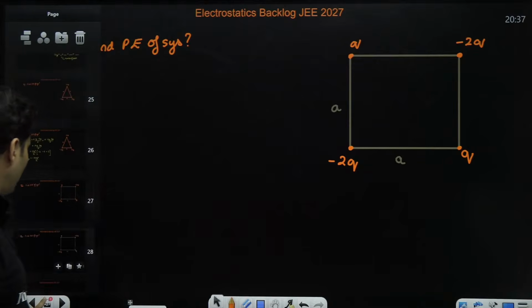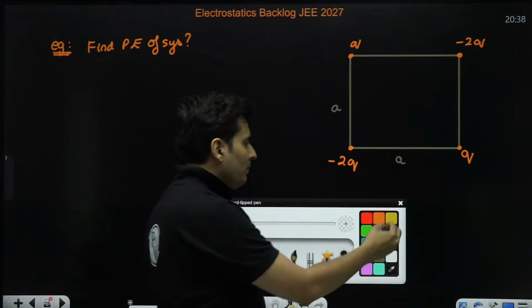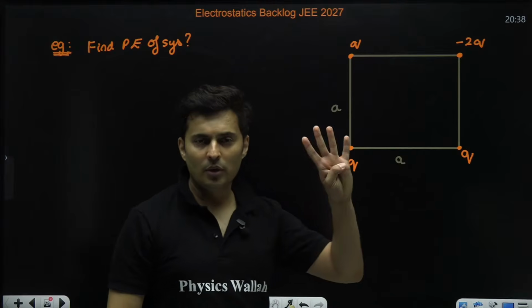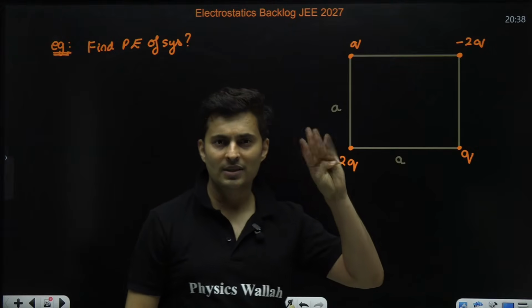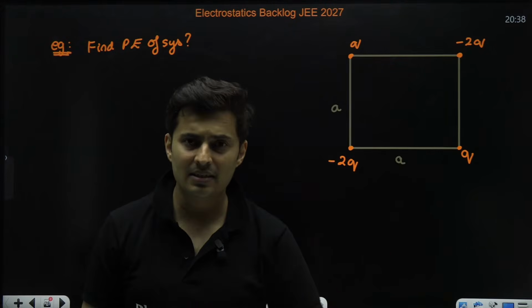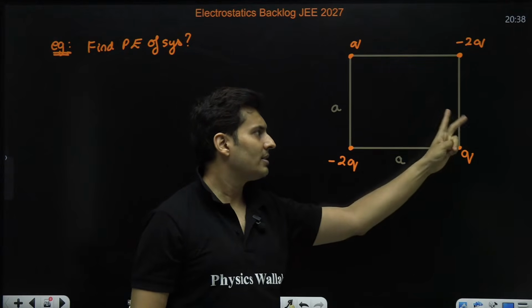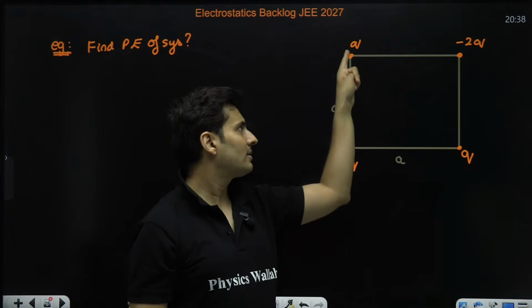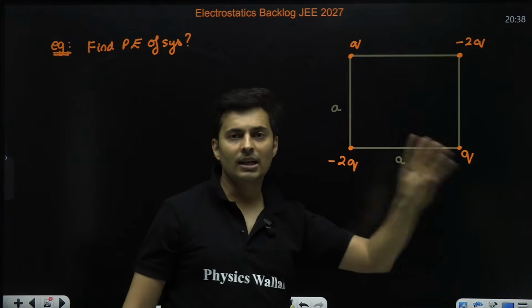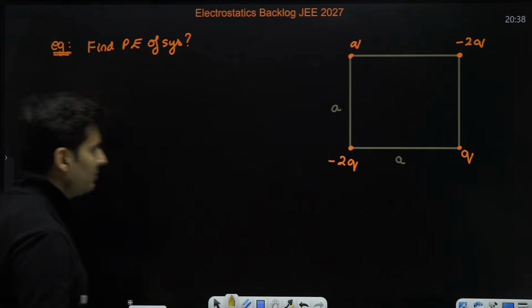Okay, so let's try and do it. Can you guess how many pairs will come? There are 4 charges. N is 4, so 4C2 is 6. Correct? So this one, the second one, this third one, this fourth one, this diagonal and this diagonal. So totally 6 terms are going to come.